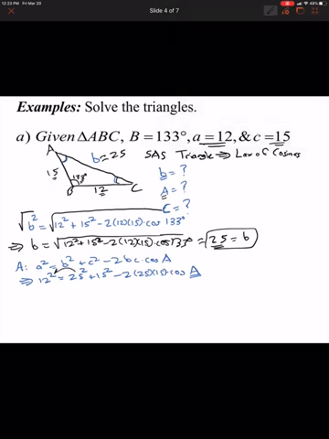Let's go ahead and subtract these two terms over to the other side of the equation. So that will give us what? 12 squared minus 25 squared minus 15 squared equal to negative 2 times 25 times 15 times the cosine of A. And then we've got to get rid of the coefficients. So let's go ahead and divide those out on both sides, to get rid of those. So as we do that, we've got negative 2 times 25 times 15.